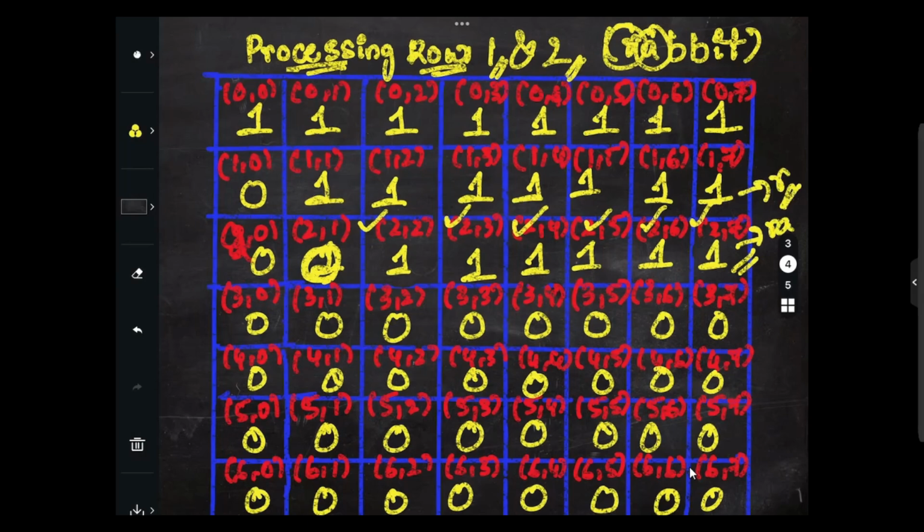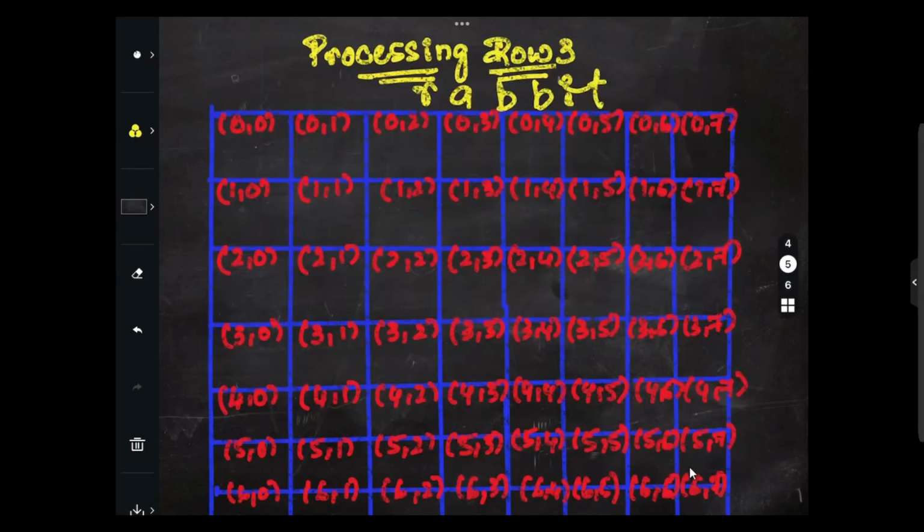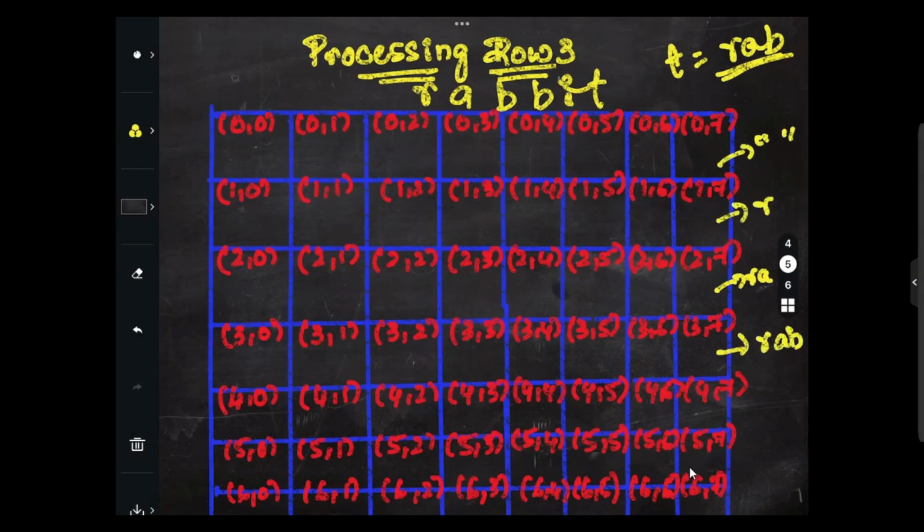So next let's go with this one, row 3. Now t equals RAB we have to consider. T equals RAB we are considering, right? This one will be RA, sorry, this one will be RA, this one will be R, this one will be empty string, this one will be RAB in this case, right? We are considering RAB. Just give me a second here.